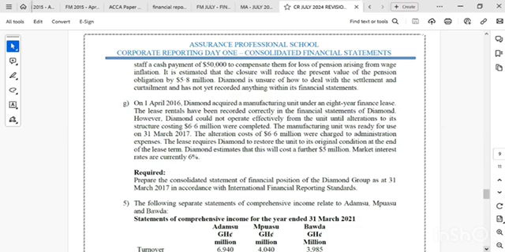Diamond could not operate effectively from the unit until alterations to the structure costing 6.6 million were completed. The manufacturing unit was ready for use on 31 March 2017. The alteration cost of 6.6 million was charged to administration expenses. Should this be charged to administration expenses? No. It should be capitalized.